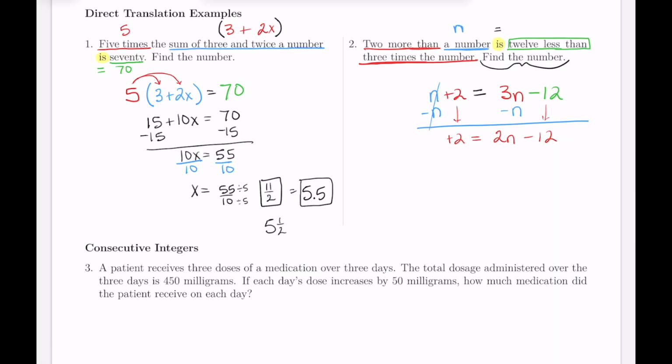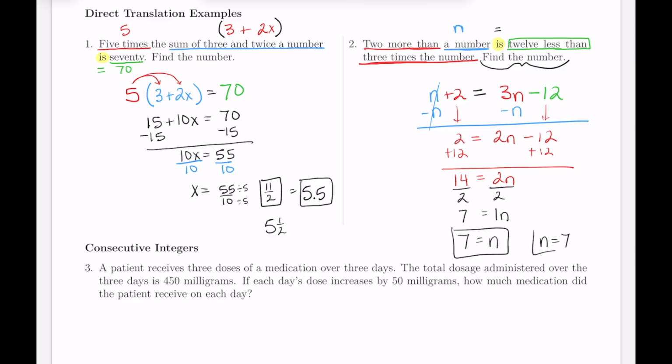Okay, let's go ahead and I don't really need this equal sign here. We'll get rid of it. After that, I'll add a 12 to both sides, just like this. And what I have is 14 equals 2n. My last step, I want this to be a 1n, so I'll divide both sides by 2. Now I get 1n equals 7, or n equals 7. Don't forget, you can write it as 7 equals n, or n equals 7. Okay, it doesn't matter which side of the equal sign they're on.